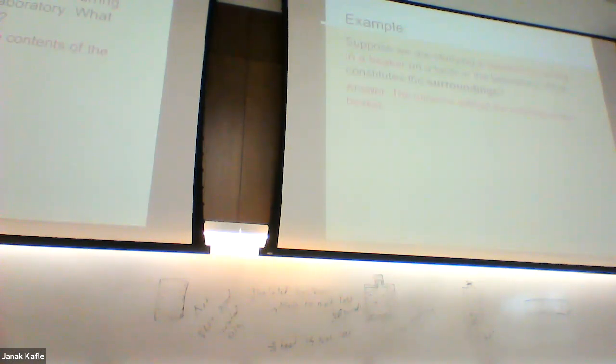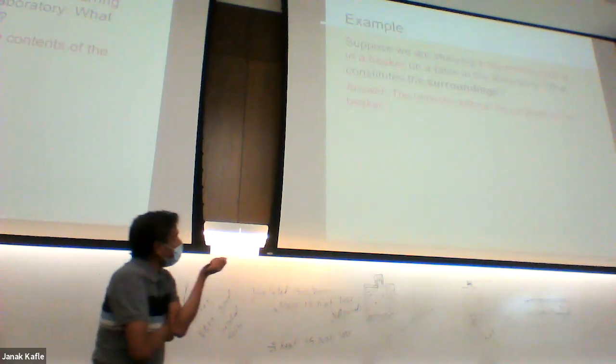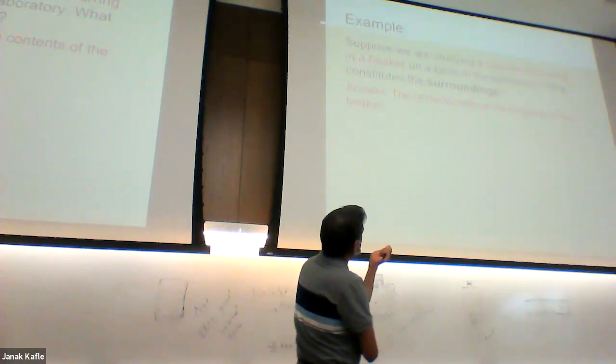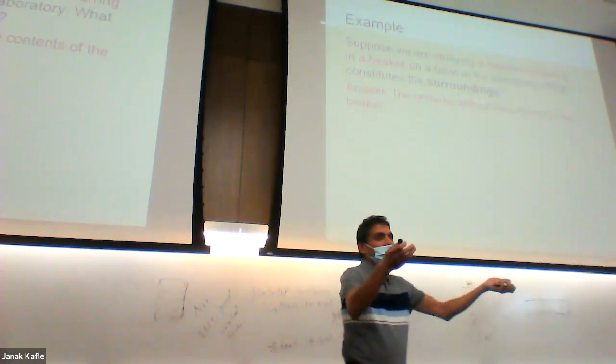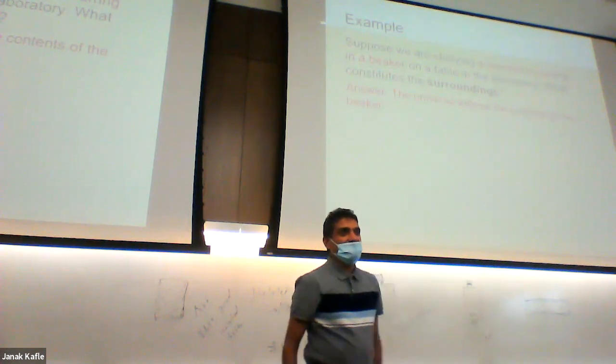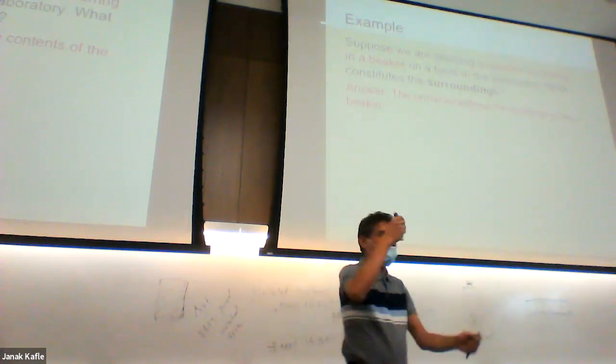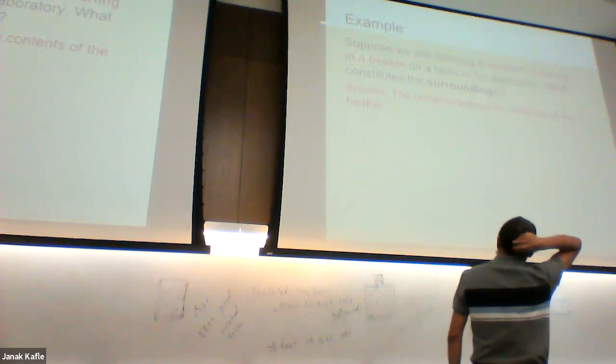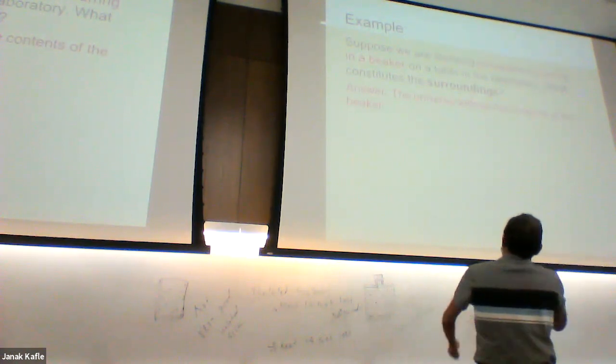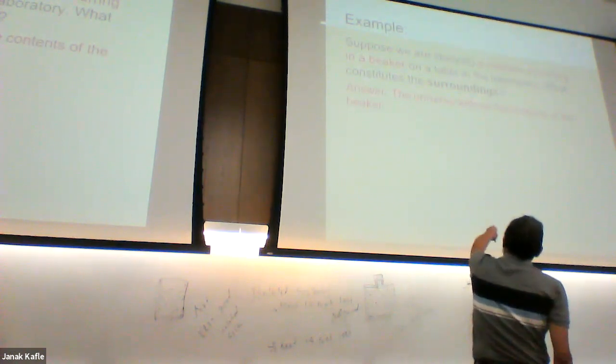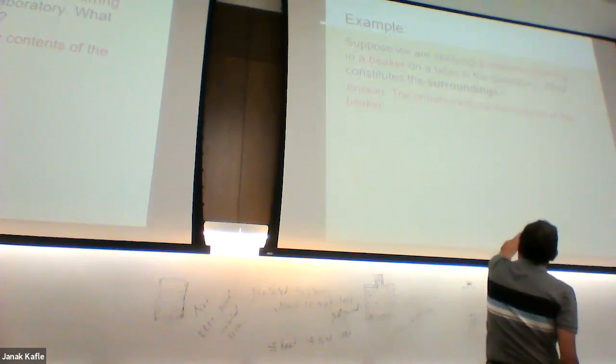This is the book problem. It is saying, suppose we are studying a reaction occurring in a beaker on a table. It's just like you put the sodium carbonate and put hydrochloric acid, right? Like lab number 7, lab number 8. On the table in the laboratory, what constitutes the surrounding?